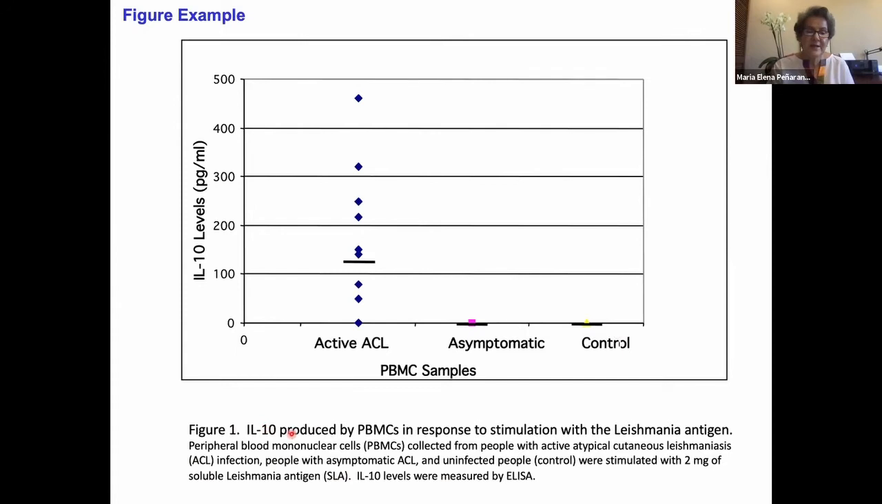Figure 1, IL-10 produced by PBMCs in response to stimulation with Leishmania antigen. This is the title. And then: peripheral blood mononuclear cells were collected from people with active atypical cutaneous leishmaniasis infection, people asymptomatic, and people non-infected control, and were stimulated with 2 milligrams of soluble Leishmania antigens, and the IL-10 levels were measured by ELISA. This is your whole methodology. And I am sorry, you have to repeat it below the figures. This is how it is.